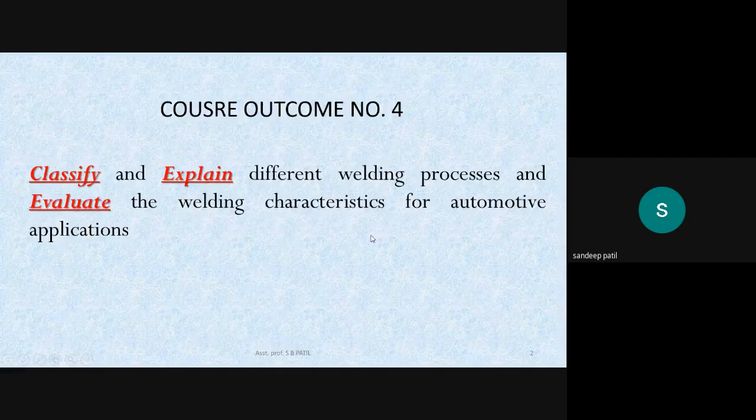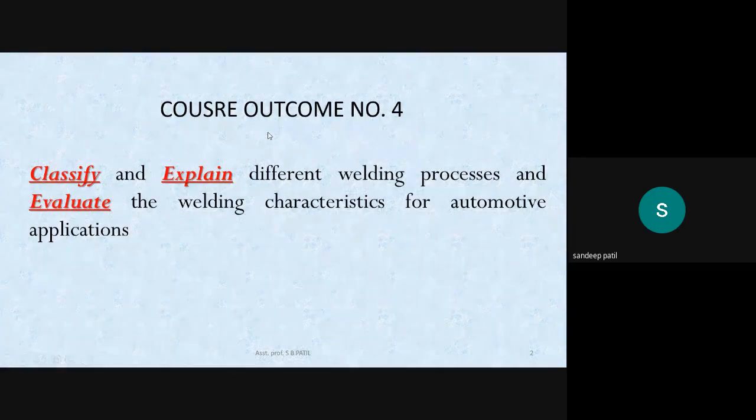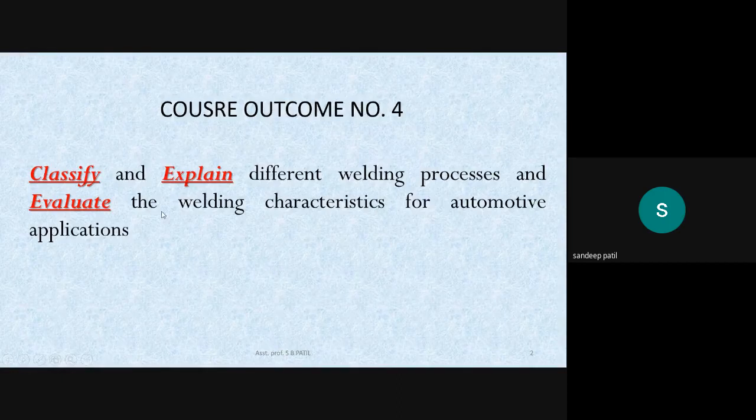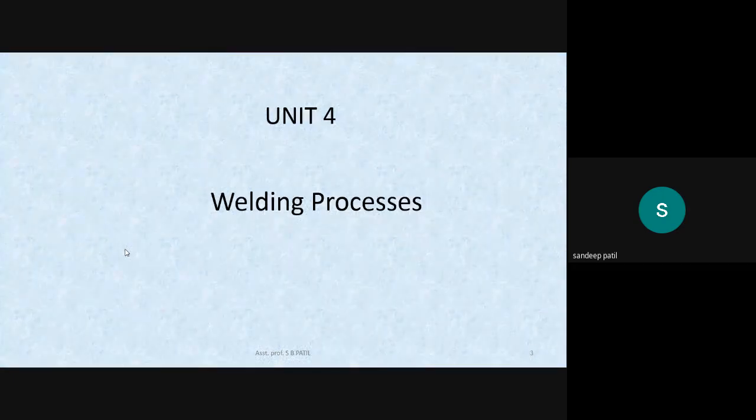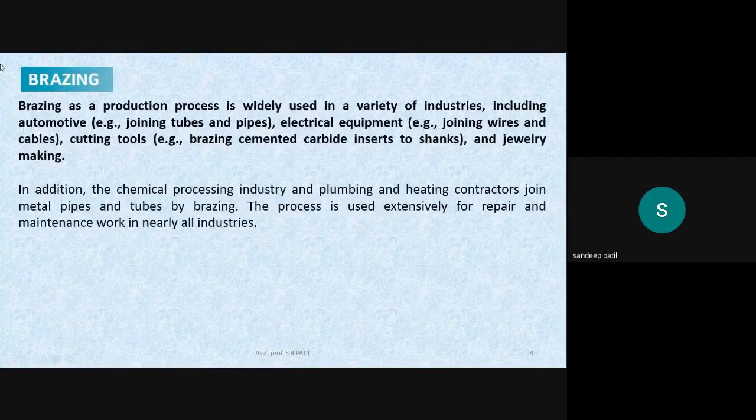So we are discussing basically the course outcome number 4, that is to classify and explain the different welding processes and evaluate the welding characteristics for automotive applications. So unit number 4, that is the welding processes. In this, let us see regarding the brazing process.